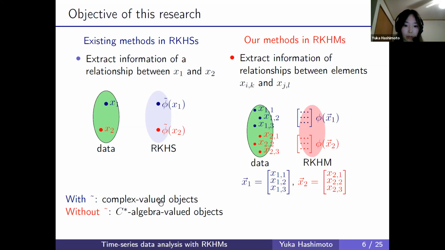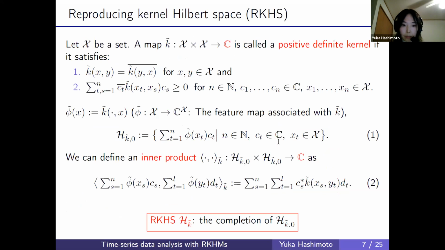And in this talk, for complex-valued objects, we use tilde like this. And for C-star-algebra-valued objects, we denote them without tilde. We now explain the definition of existing frameworks, RKHS and VV-RKHS, vector-valued RKHS. We begin with a positive definite kernel.